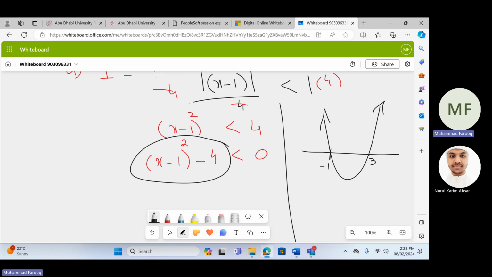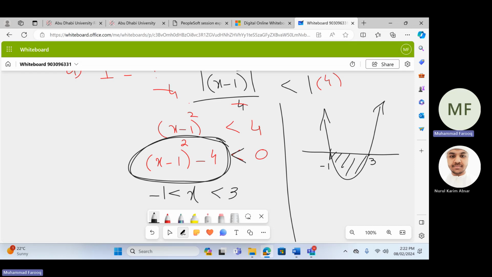Very good. Look at this one. This quadratic expression should be less than 0. Less than 0 means negative. Your parabola is negative from where to where? From -1 to 3, below the x-axis. So x is greater than -1 and less than 3. That's it. As you solve the quadratic inequality, you get the answer.